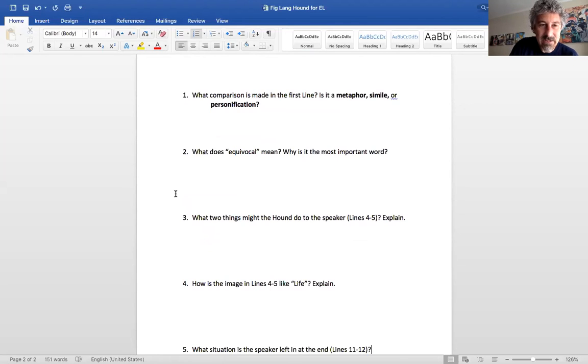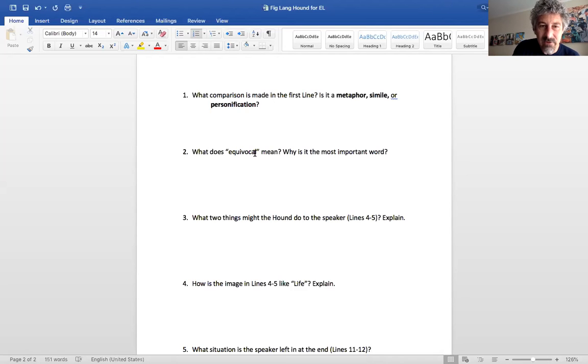All right. Anyway, number one, what comparison is made in the first line? So you're looking at line 1. Remember, every 5 lines in the margins I have numbered. So 5, 10, so you can figure out what line number it is in the poem. Is it metaphor, simile, or personification? So we're looking at a type of figurative language which compares in that first line, line 1. And I'm asking you guys what that is and what is compared.